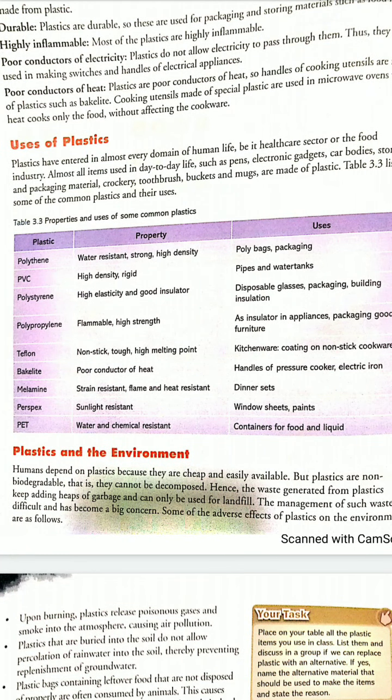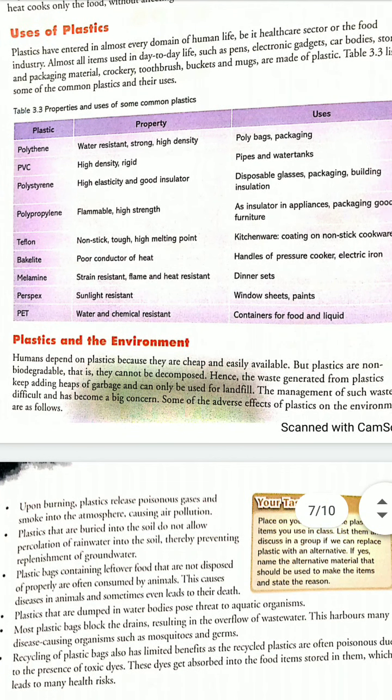Okay, you know that whenever we start cooking, the utensils get heated up. To make them more comfortable, to change their places, we require handles, isn't it? And these handles are made up of this plastic only, since they are poor conductors of heat and do not allow heat to pass through them. Then come to the uses of plastic.